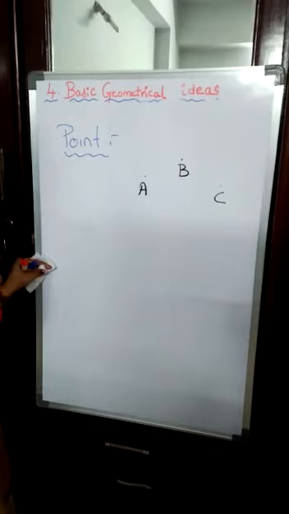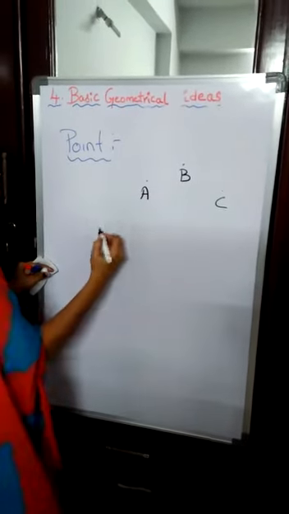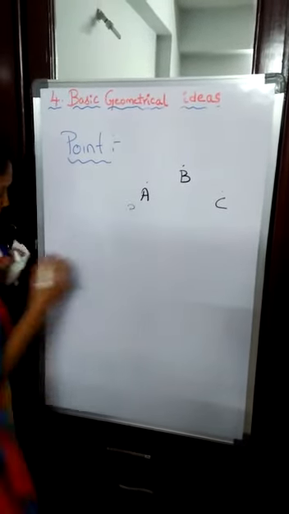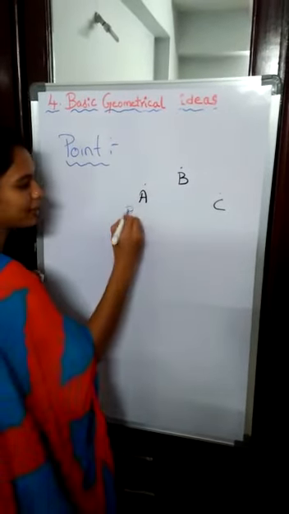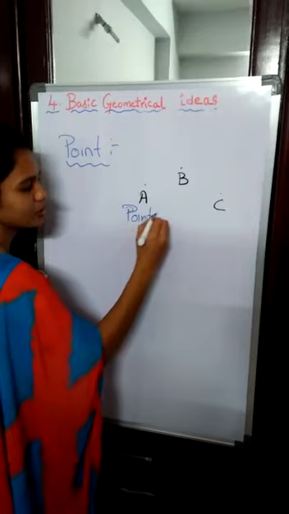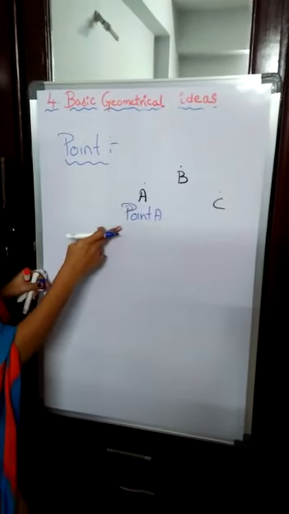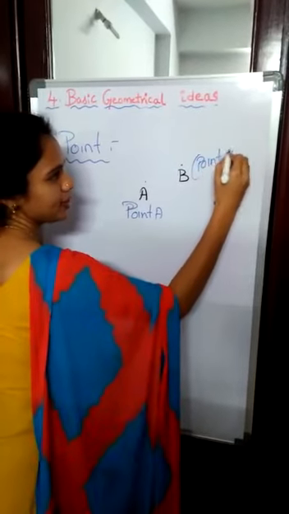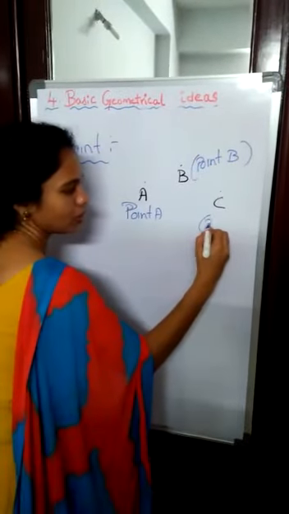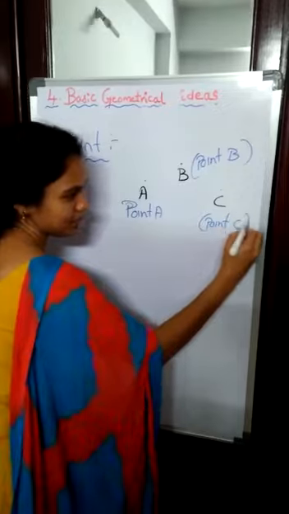Now how are we going to read these points? Simply we say that this is point A. We call it point A. And what do we call this one? We call it point B. And this one we call point C.